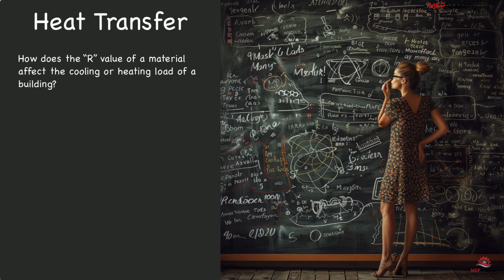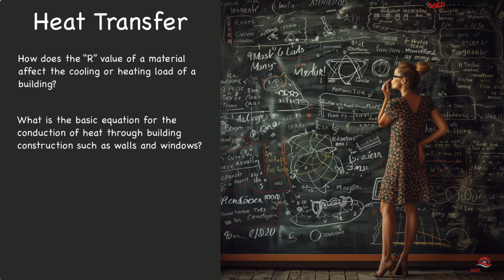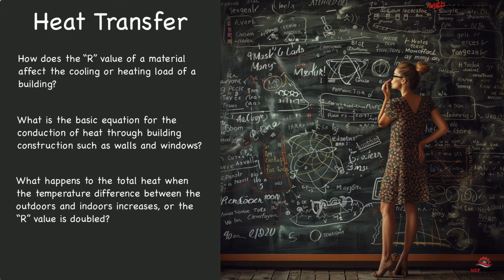How does the R value of a material affect the cooling or heating load of a building? What is the basic equation for the conduction of heat through building construction such as walls and windows? What happens to the total heat when the temperature difference between the outdoors and indoors increases or the R value is doubled? We're often asked to add air conditioning to a space that has never had air conditioning before.